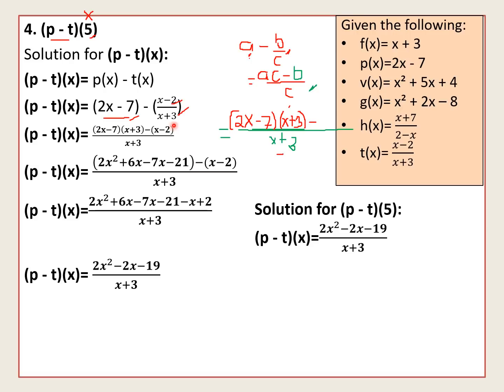Tama? 1 times x minus 2 would be x minus 2. Very good. So, x minus 2. Paano kasi nakuha ulit yan? Paano nakuha si x minus 2? X plus 3 divided by x plus 3, then times x minus 2. Kasi x plus 3 divided by x plus 3 is 1. 1 times x minus 2 is x minus 2.